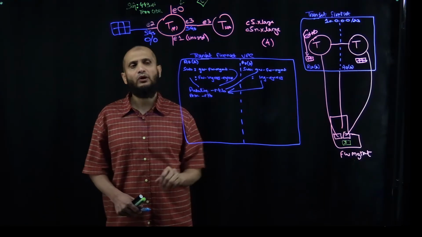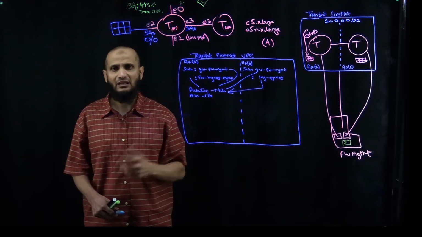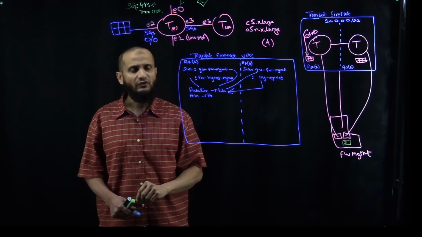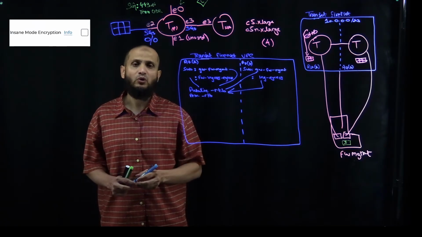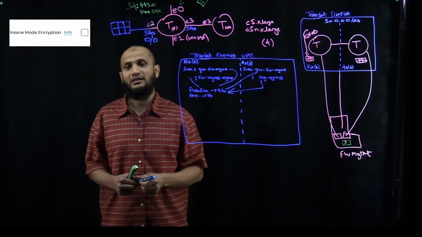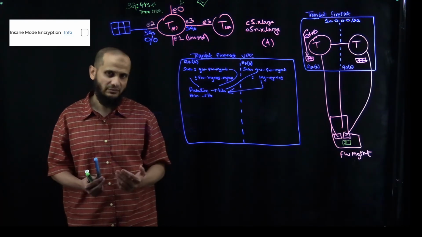When you are going to deploy the gateways in this Transit FireNet, then what is going to happen? First of all, the controller is going to give you a choice whether you want to deploy in the standard mode or in the insane mode or high performance encryption. Let's talk about the high performance encryption first.